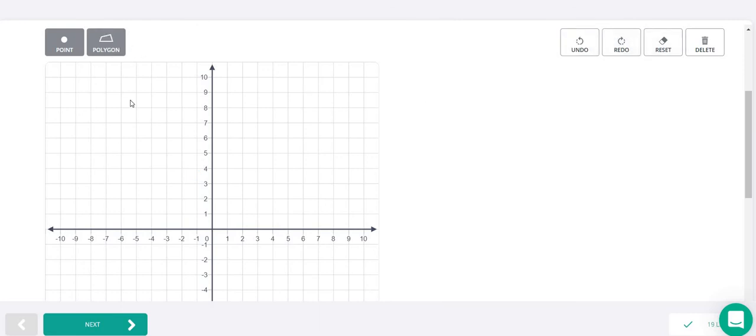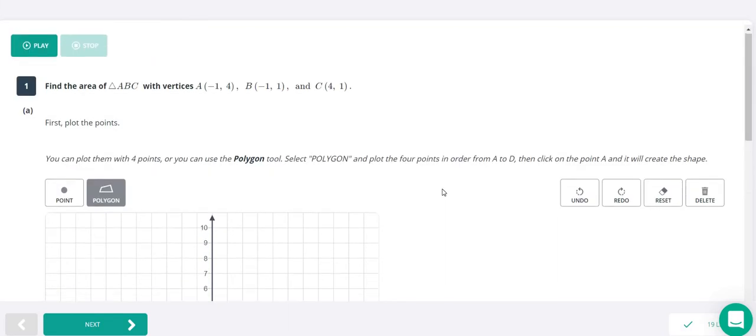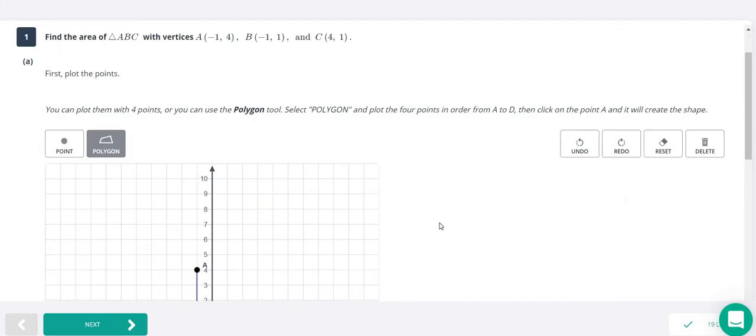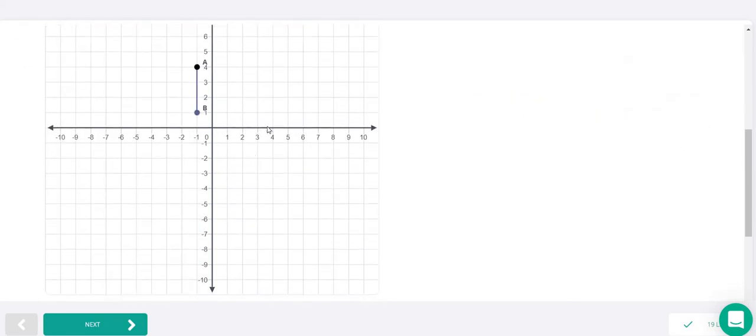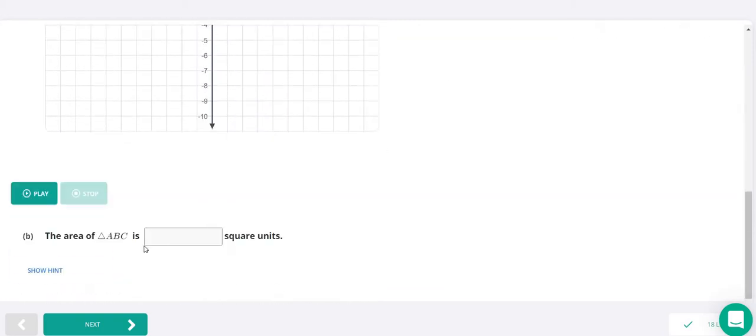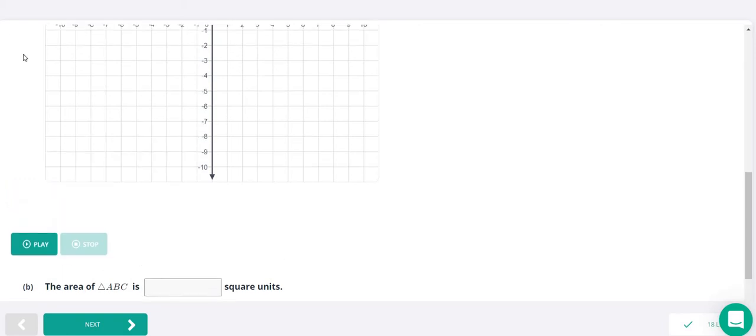Before you do that, make sure you hit the polygon. So left 1, up 4, negative 1, 1, left 1, up 1, and 4 and 1, so right 4, up 1, and now we have our shape. If you click back on A after you do the last one, it'll draw the shape for you. So that's that.